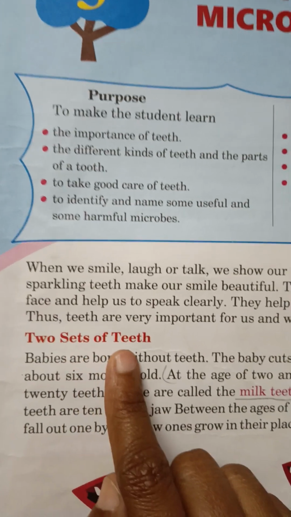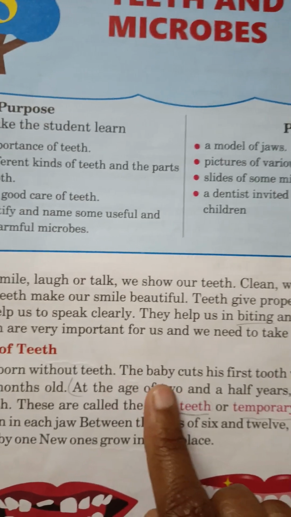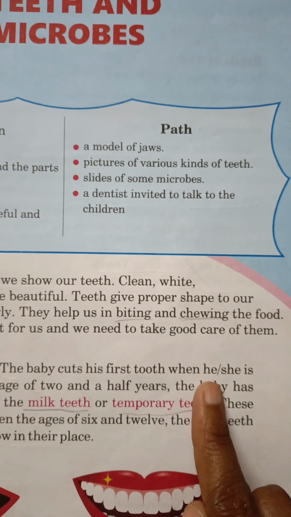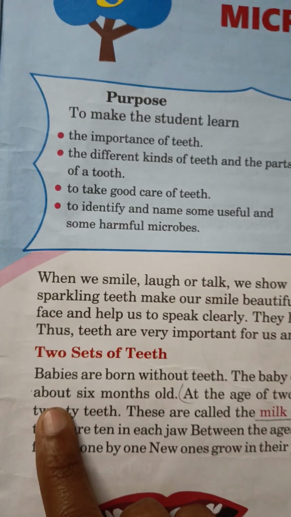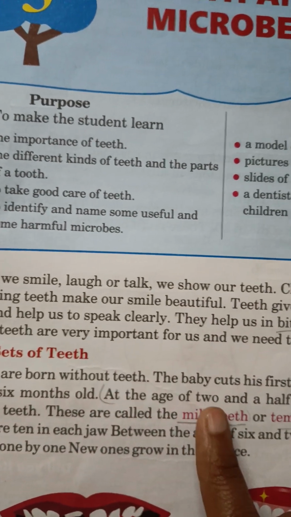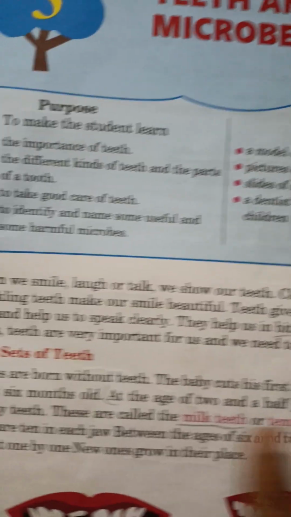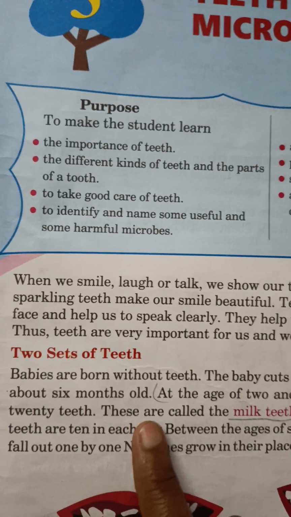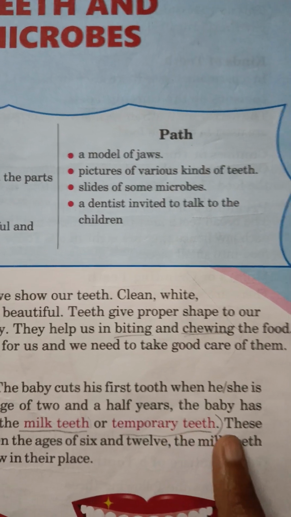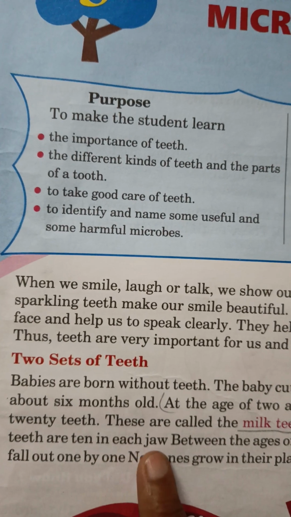Two sets of teeth. Babies are born without teeth. The baby cuts his first tooth when he or she is about 6 months old. At the age of 2.5 years, the baby has 20 teeth. These are called the milk teeth or temporary teeth. These teeth are 10 in each jaw.